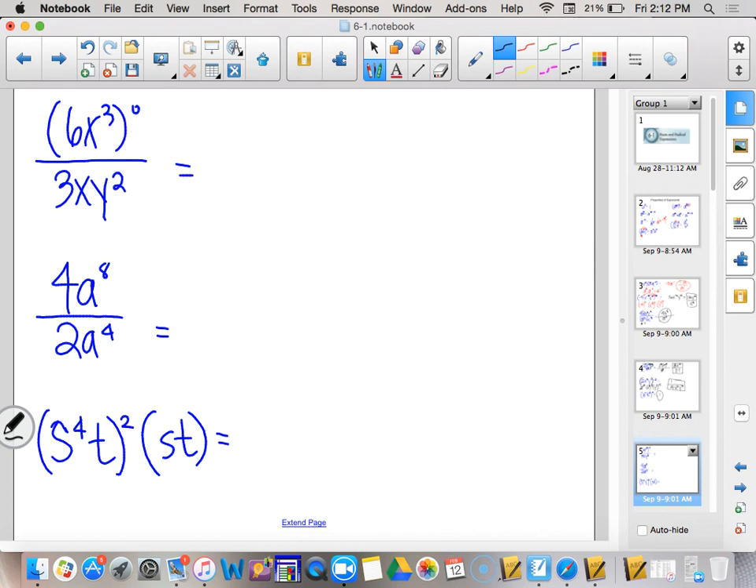Okay, so 6x to the 3rd raised to the 0 is going to give me what? 1. Is there anything that I can do to this? No, so I'm just going to copy it. And there's my answer.